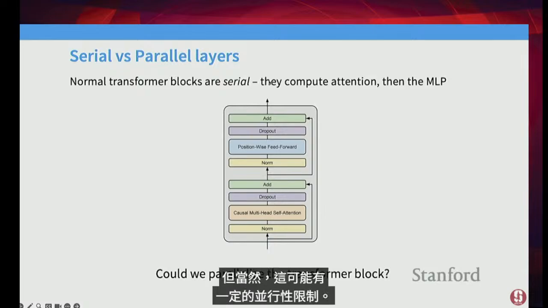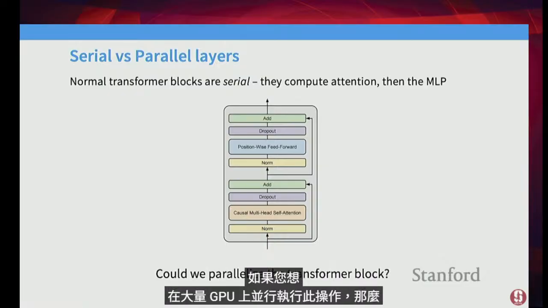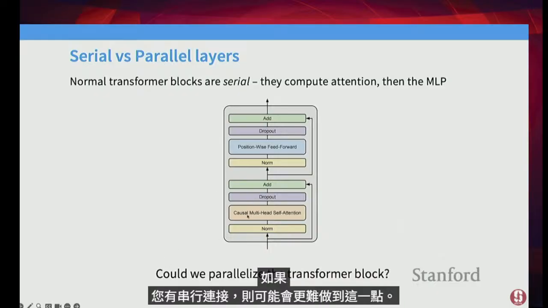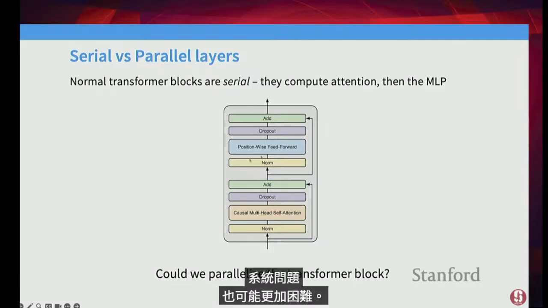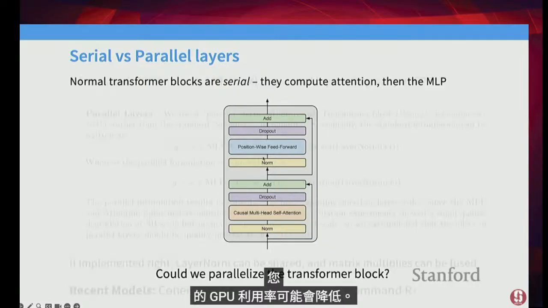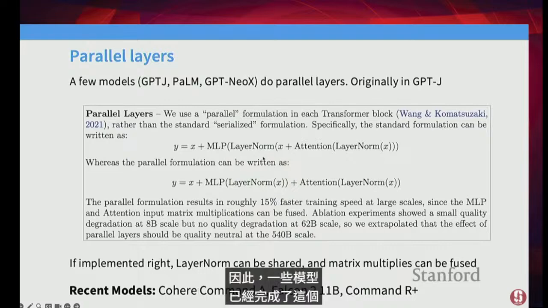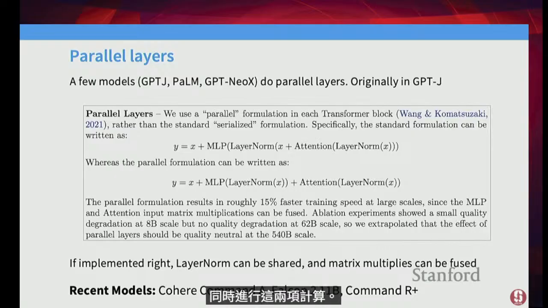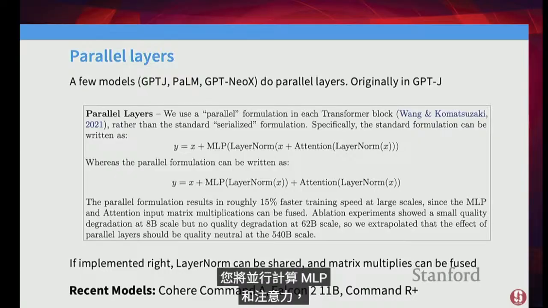But of course, this might have certain parallelism constraints. If you want to parallelize this over gigantic sets of GPUs, it might be harder to do so if you have this serial connection. The systems concerns might also be more difficult, right? You might get lower utilization from your GPUs. And so a few models have done this thing that I'll call parallel layers, where instead of having serial computation of attention and then MLP, they will do them both at the same time, right? So you will get your X from your previous layer. You will compute both the MLP and the attention side by side, and then you will add them together into the residual stream, and then that will be your output, right?